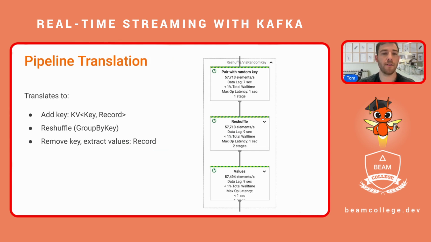Here, we can see how the redistribute transform is expanded within the Beam pipeline. First, a key is added to create a key value pair. Then, a reshuffle or group by key operation occurs. Finally, the key is removed and the values are extracted.